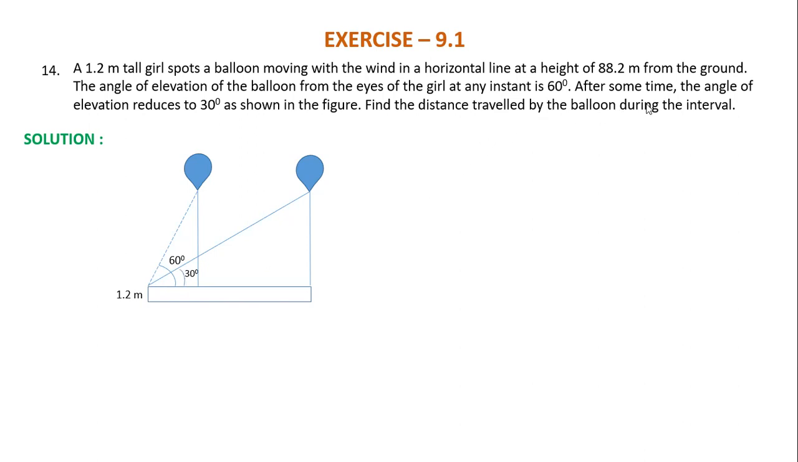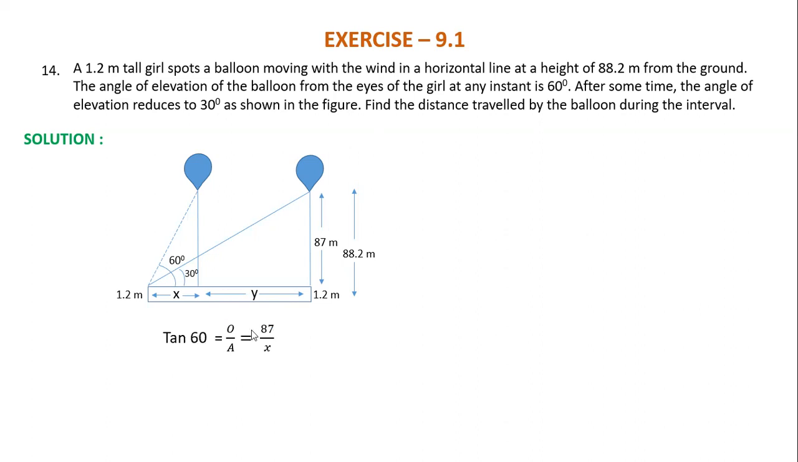Find the distance traveled by the balloon during this time. This time from here to here, how much distance it has traveled. That means I want to find this distance. Okay, so this whole height is 88.2 meters. The girl's height is 1.2 meters. So that means this distance should be 87 meters because 88.2 minus 1.2 is 87 meters. Now, let this be x and this be y, x and y.